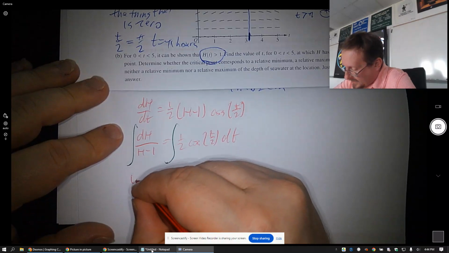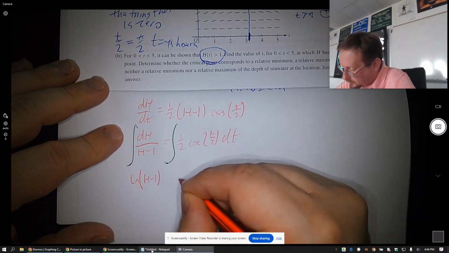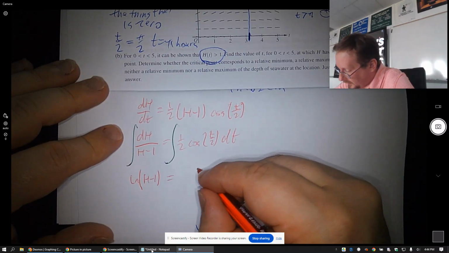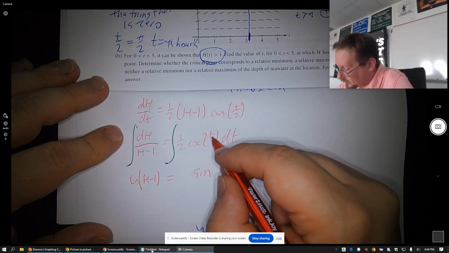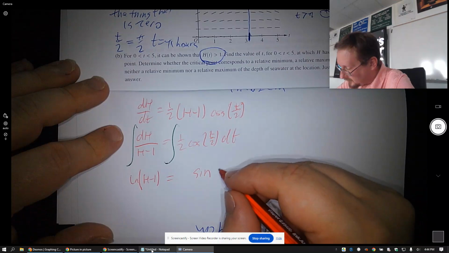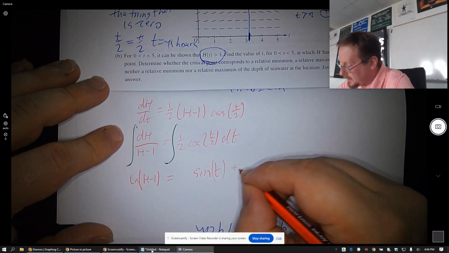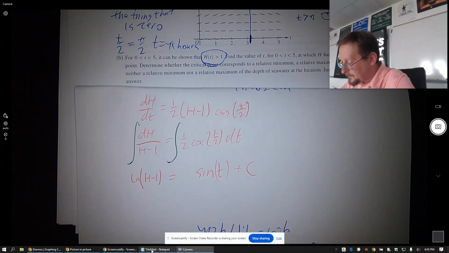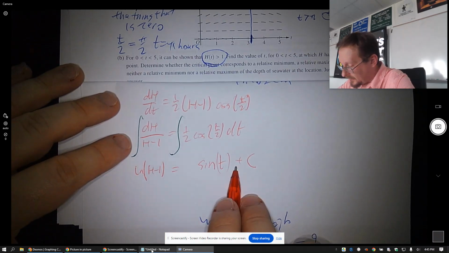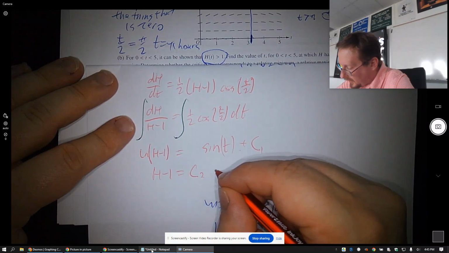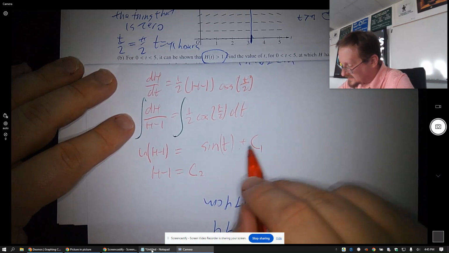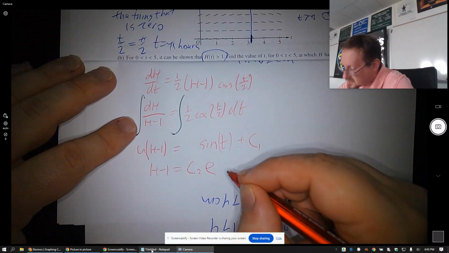So this is natural log of h minus 1. This will integrate up into sine, and the derivative would pull out a 1 half, so the integral will pull out a 2, which kills that. Okay, that's fine with me. Plus C. Now, I'm going to e up the other side. So h minus 1 is going to equal a new constant that's not the same as that, but Jesus doesn't know what either constant is, so who cares?